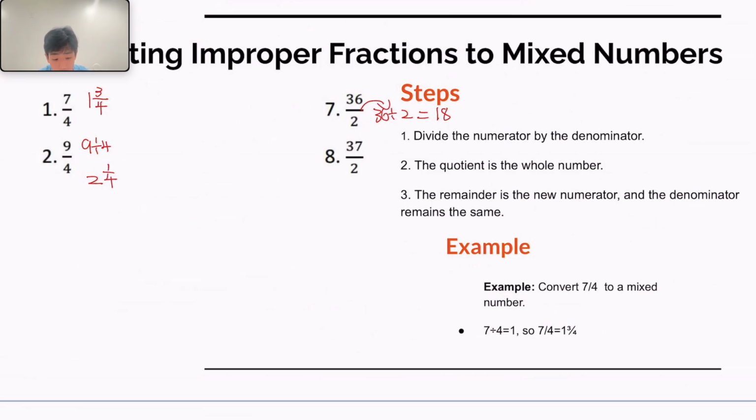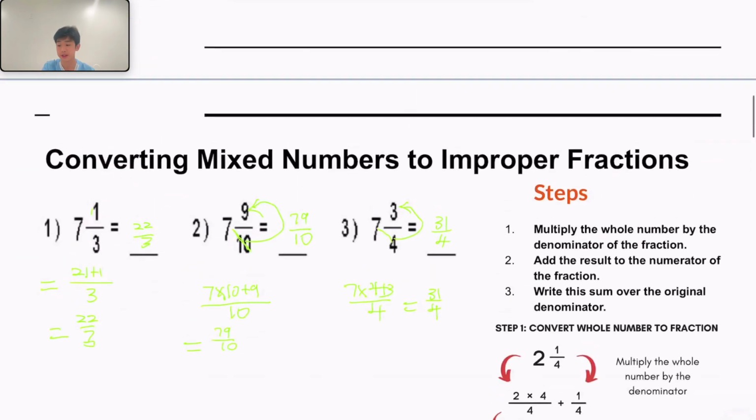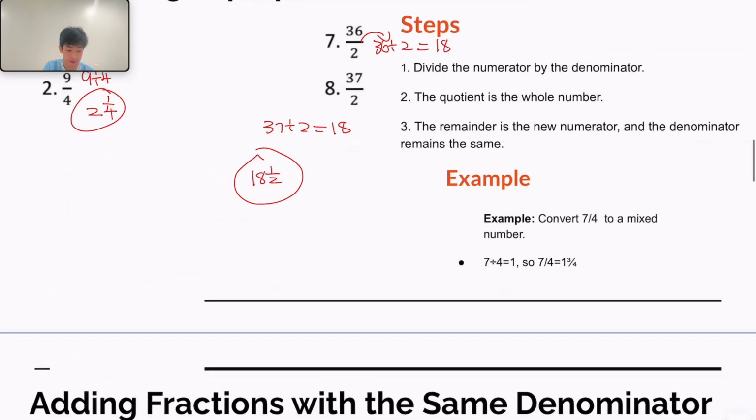Let's take a look at number 8. 37 divided by 2. The whole number will be 18. And the leftover will be 1. So this will just become 1 over 2. So converting improper fractions to mixed numbers is basically the opposite of what we just saw in the last slide.